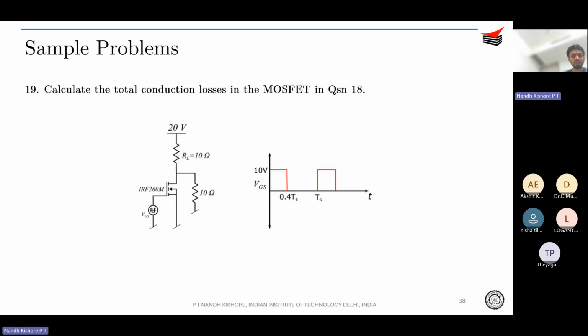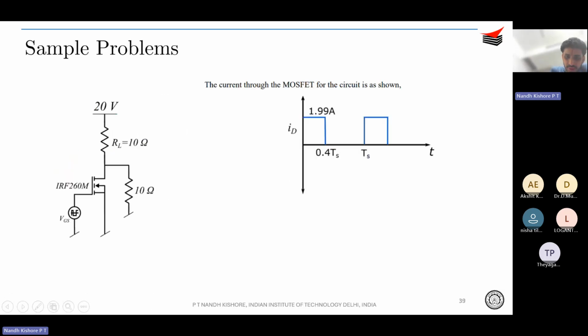The next part of the question is to calculate the total conduction losses in the MOSFET. So what will be the conduction loss? We have done it multiple times. It is I RMS squared times RDS on.